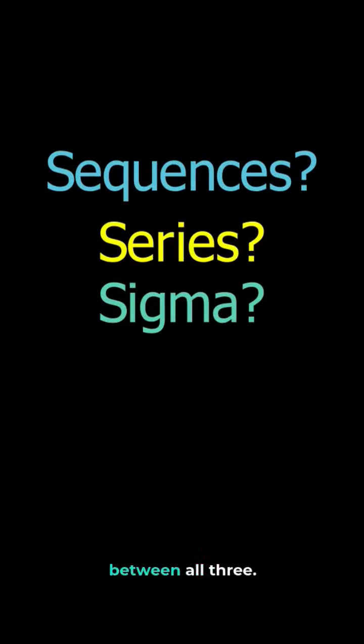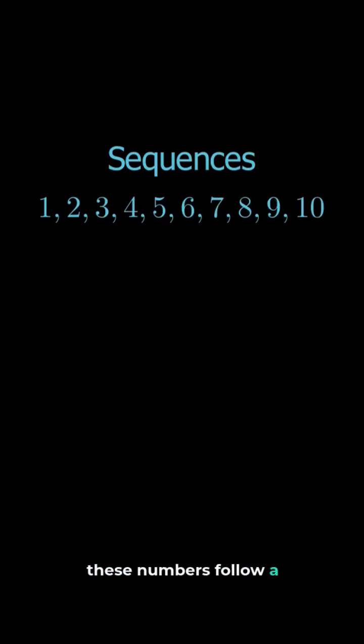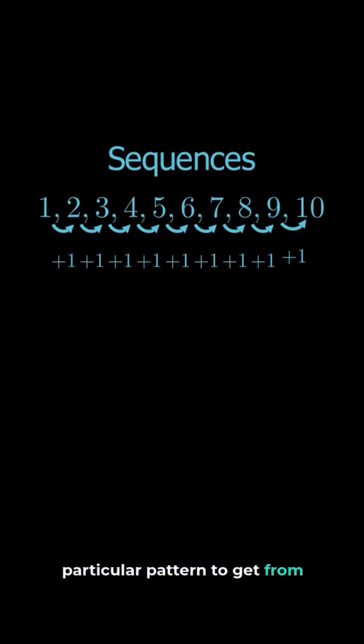Sequences, series, and sigma notation, let's go over the relationship between all three. So let's say we had numbers 1 through 10. Now, as you see, these numbers follow a particular pattern. To get from one number to the next, we're increasing by 1. And this is what we would refer to as a sequence.